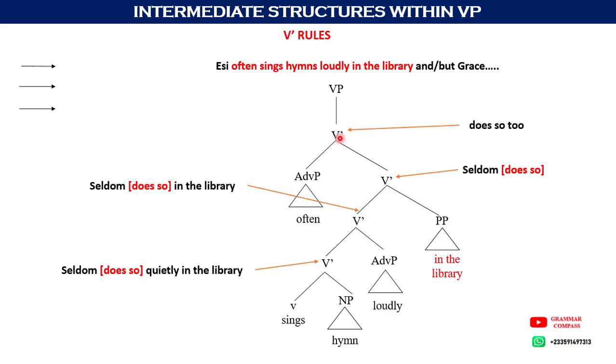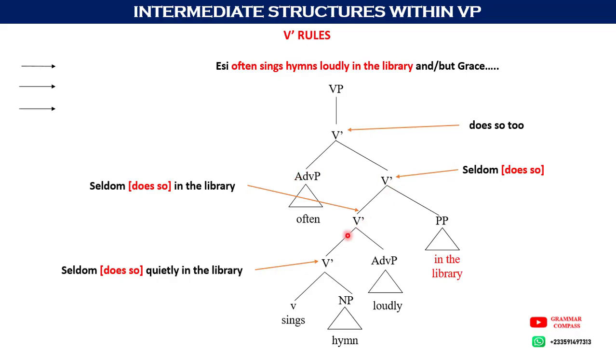Let us target another constituent within the verb phrase. Now we have AC often sings hymns loudly in the library, but Grace seldom does so. So here we have our adverb modifier, but the "does so" replaces sings hymns loudly in the library, which means that we have another V-bar which is modified by an adverb phrase.